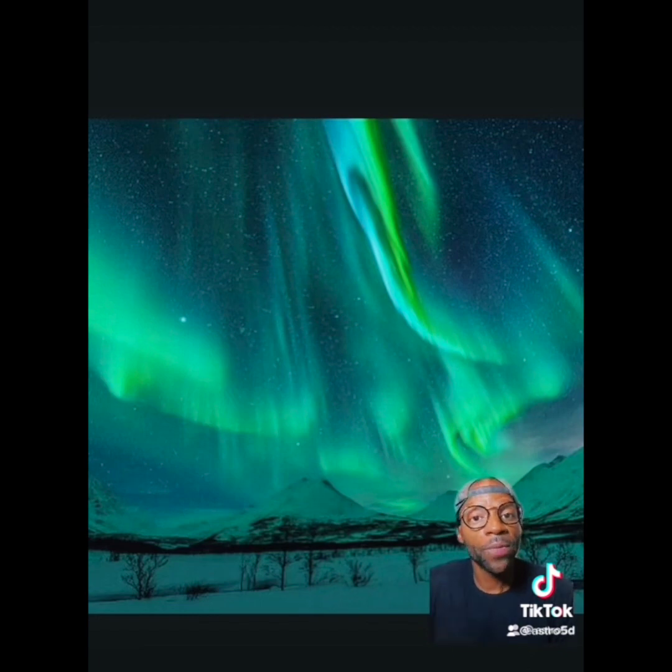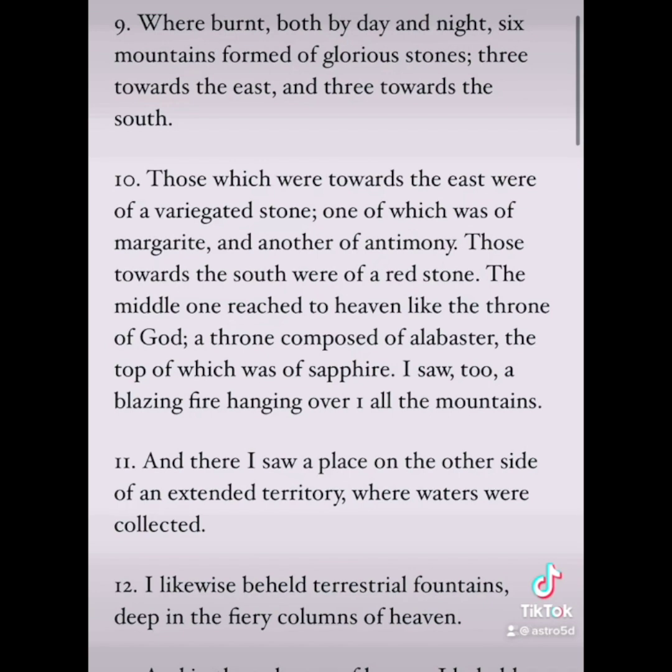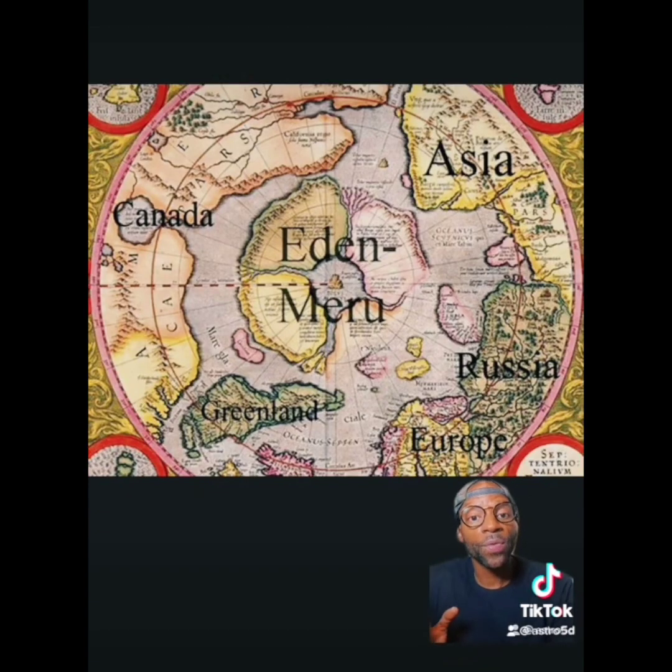And this is the place where Enoch witnessed the great fire in the sky. Or as he said in verse 11, this is where the waters were collected. Alright, where the waters were collected.